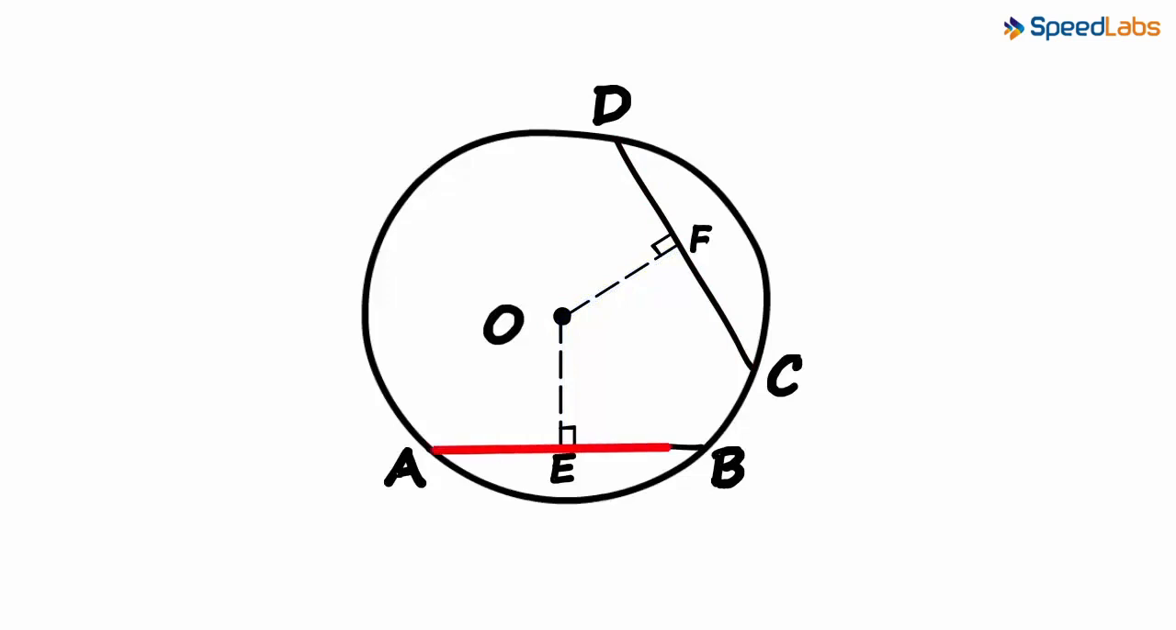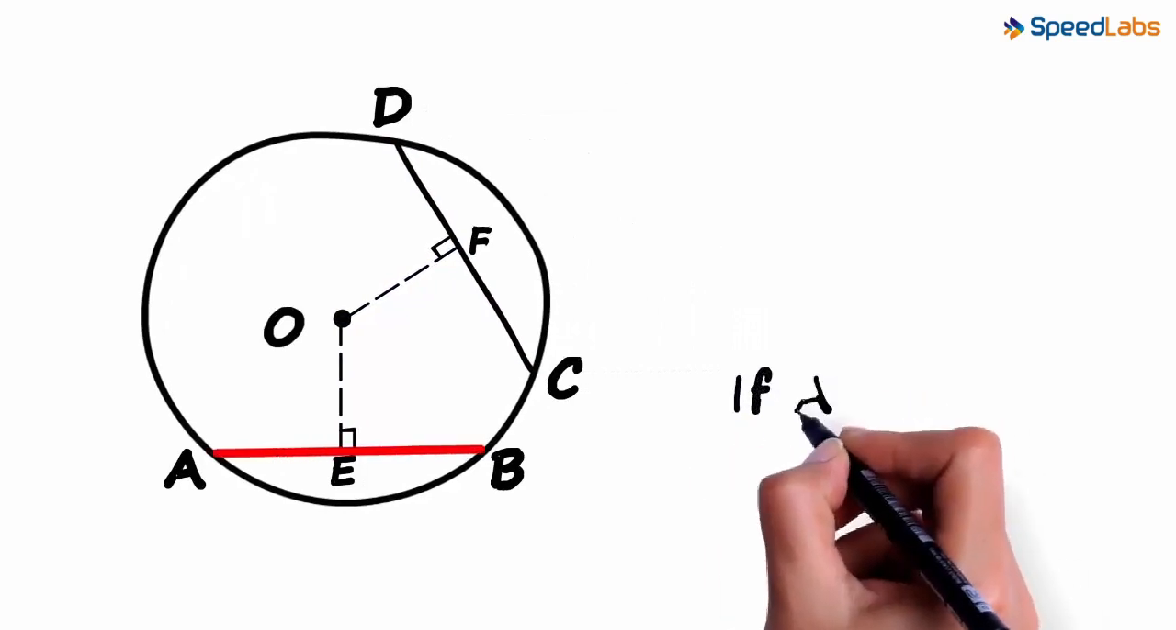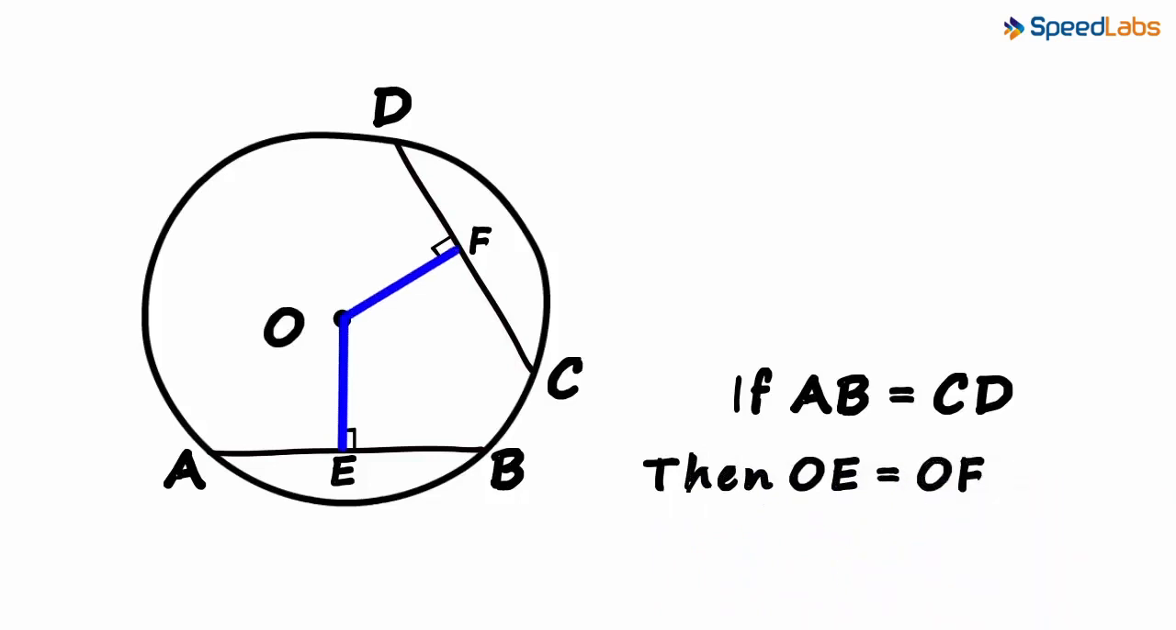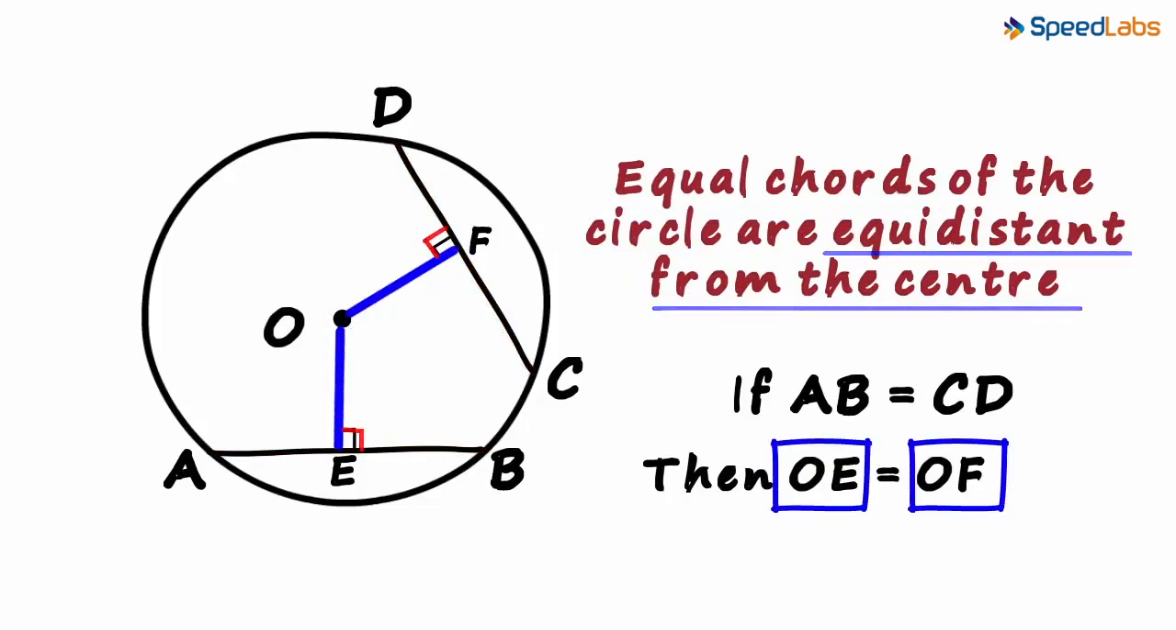What if the chords AB and CD are equal in length? If they are equal, then their distances from the center will also be equal. Basically, if AB is equal to CD, then OE will be equal to OF. This is what the theorem says. Equal chords of the circle, in this case chords AB and CD, are equidistant from the center. That is, the perpendiculars are equal.